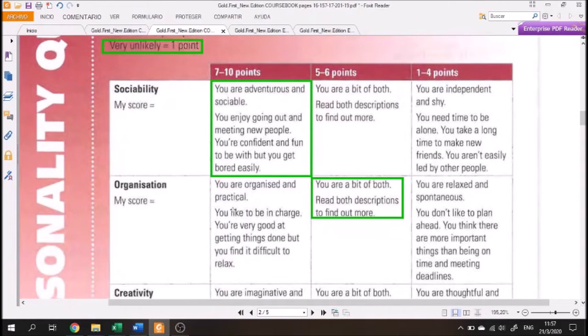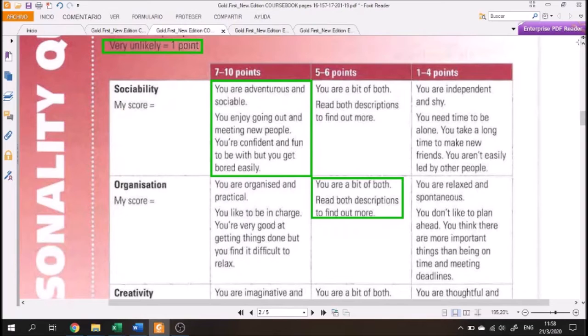Okay. You are organized and practical. You like to be in charge. You are very good at getting things done, but you find it difficult to relax. Well, definitely. On the other hand, I am also relaxed and spontaneous. You don't like to plan ahead. Yes, I do. You think there are more important things than being on time and meeting deadlines. No, absolutely not. You are a liar.